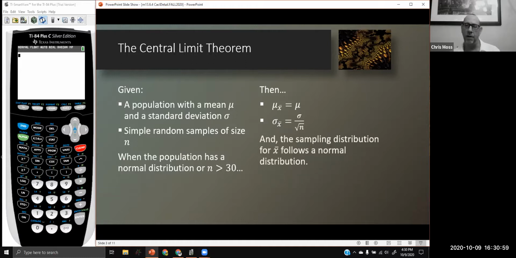The very nice thing is that the sampling distribution for x bar follows a normal distribution. So if I took samples of a given size, found all their means, and made a nice little histogram, that histogram would form a normal distribution, or at least close to a normal distribution. You're going to see that. I have an extra credit exercise that goes along with the 6.4 material, and you'll see this happen yourselves.